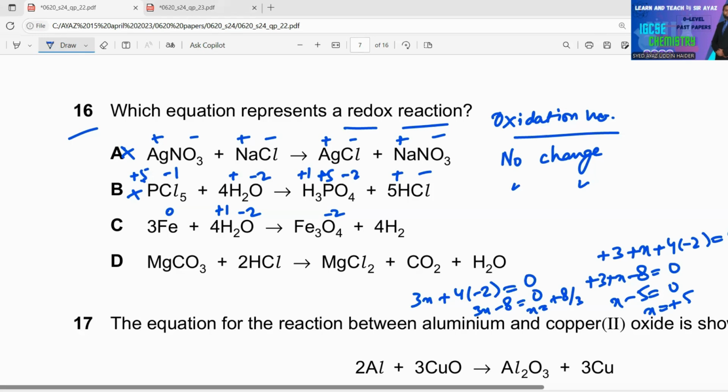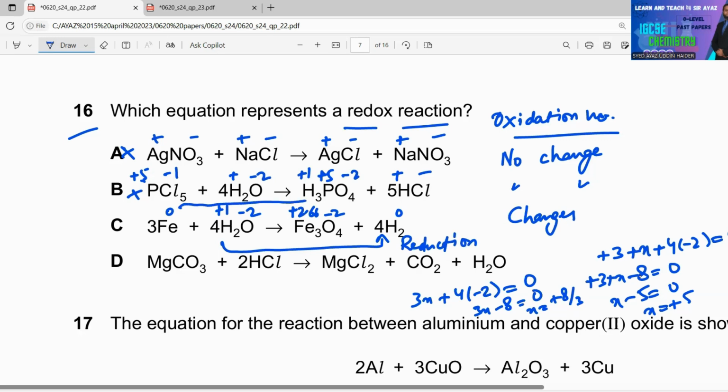2.66. So there is a change in the oxidation number of Fe here. What about H2? There is a change in the oxidation number of H also. In H2, it must be carrying 0. So H2 from H2O will get reduced as the oxidation number decreases. So it's reduced. And the oxidation number of Fe increases from Fe to Fe3O4, so it's oxidation. So C must be the right answer in this case.